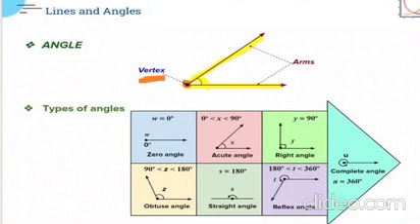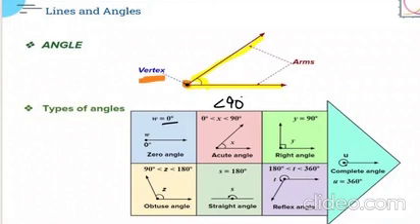Now, based on that, we have some types of angles. In total, seven types of angle. The first one is a zero angle, as in the angle is zero. Next is the acute angle. An acute angle is where the angle is more than 0 degree, but less than 90 degree. That's an acute angle, the smallest angle. That is less than 90 degree.